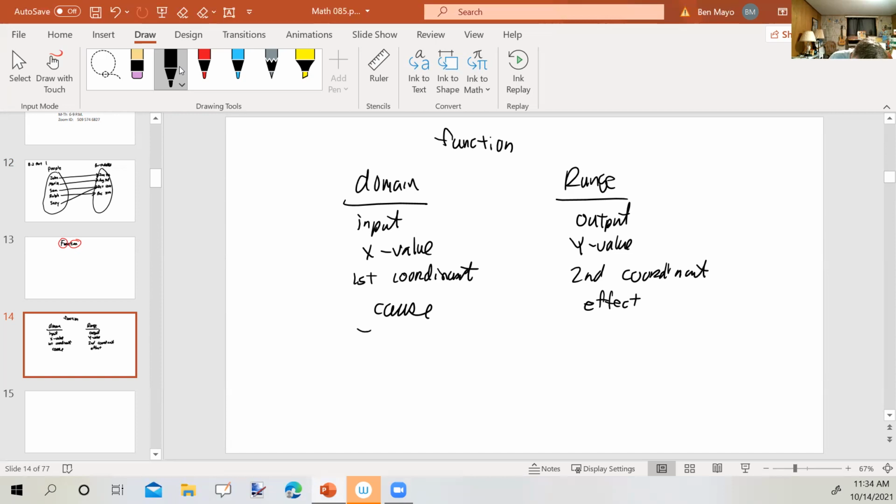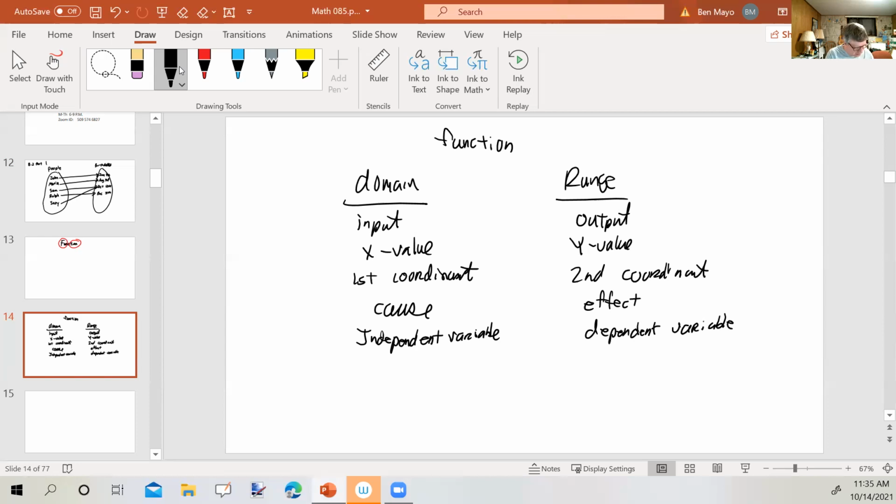Oh, also, this could be an independent variable and dependent variable. Okay. So we've got all these different names for the same thing. Basically, the domain is the input or the X. The range is the output or the Y values. And so for each input, there can only be one output. But you can have several inputs going to the same output. You just can't have one input going to several outputs. When you have that, it's not a function.